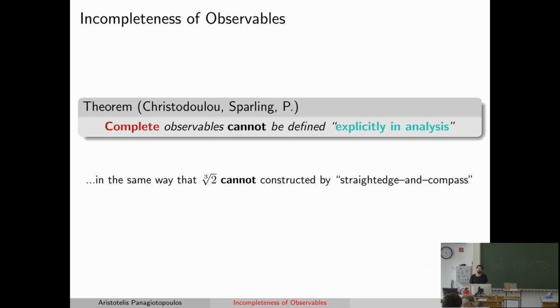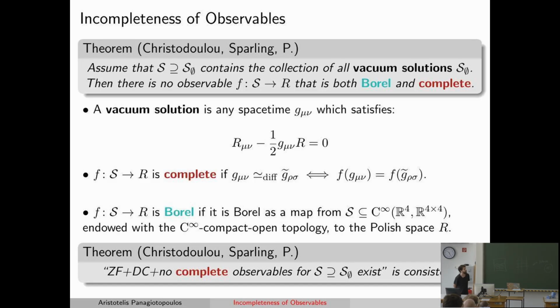But the theorem I want to discuss today is that in complete generality, you actually cannot find a way to explicitly define observables, in the same way that you cannot construct the cube root of 2 if I only give you straightedge and compass. It's a similar type of theorem. Here's the formal statement.